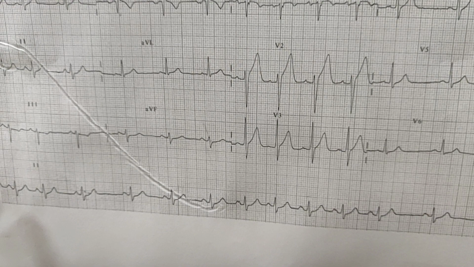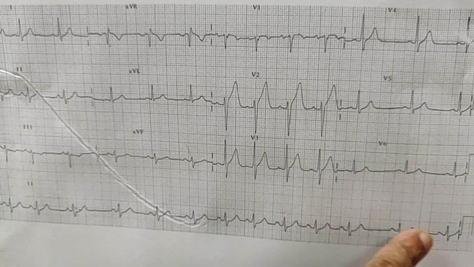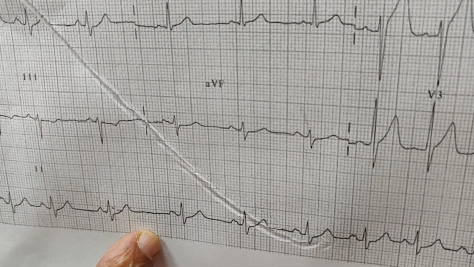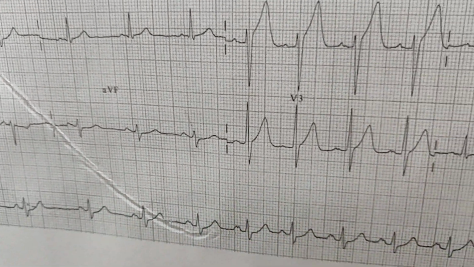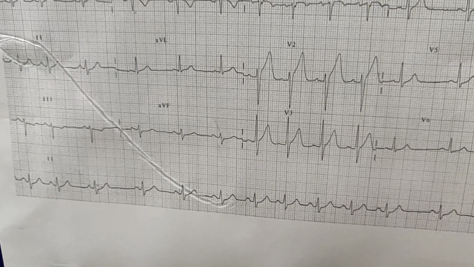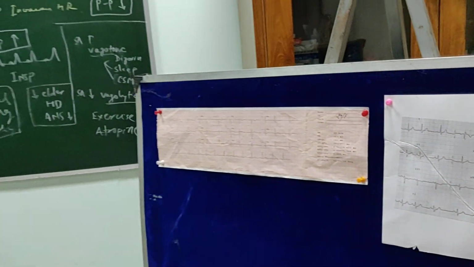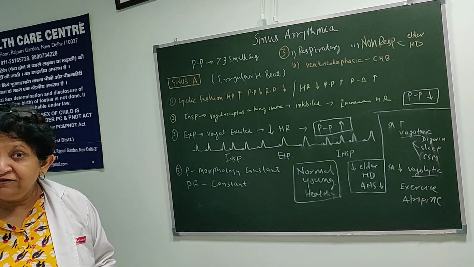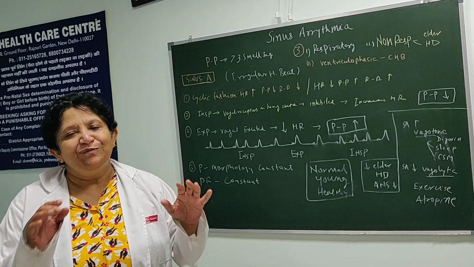And what you appreciate is that the P waves are constant in morphology, and the PR interval, whether it is slow or whether it is fast, is constant. So this is a classic case of sinus arrhythmia, and there is absolutely no need to worry. In fact, it's a healthy sign, it's a healthy heart most of the time.